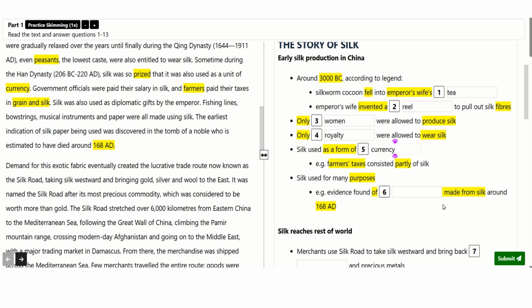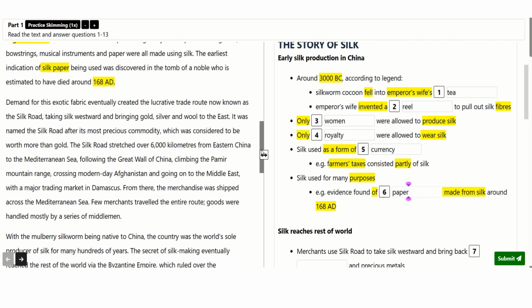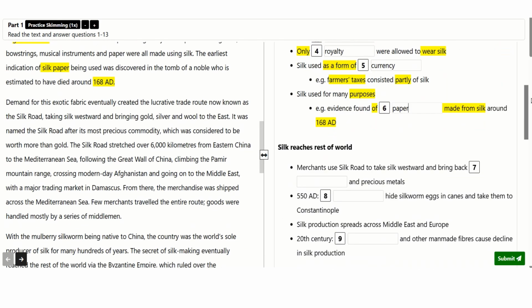Evidence found of dash made from silk. What was made from silk? If we see silk paper, right here they have used silk as an adjective. So, paper. In this way, you can easily find the location.